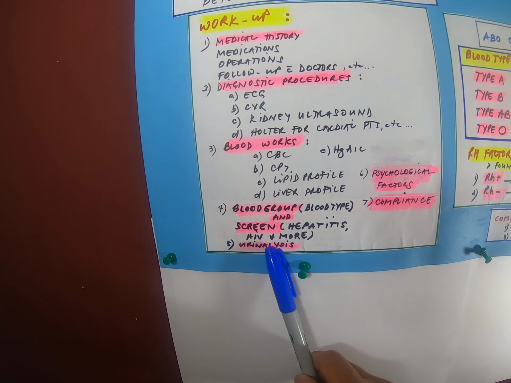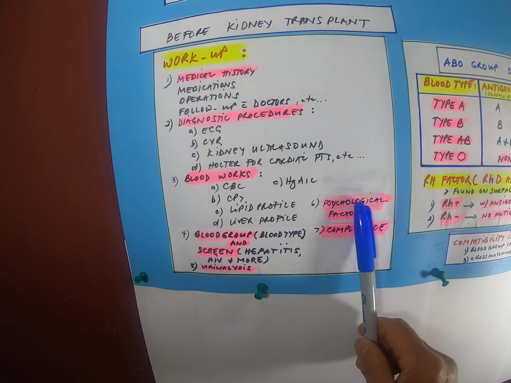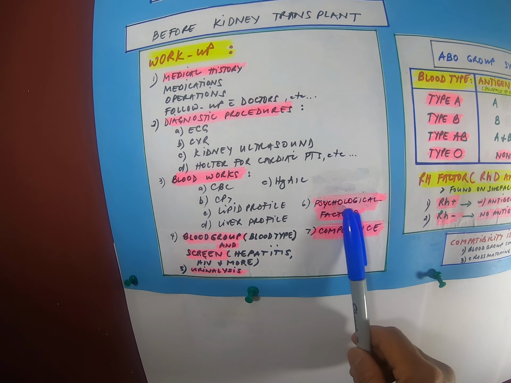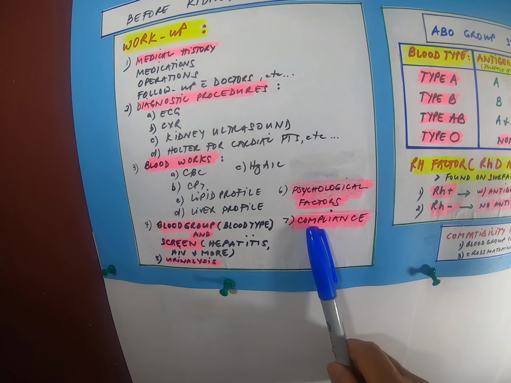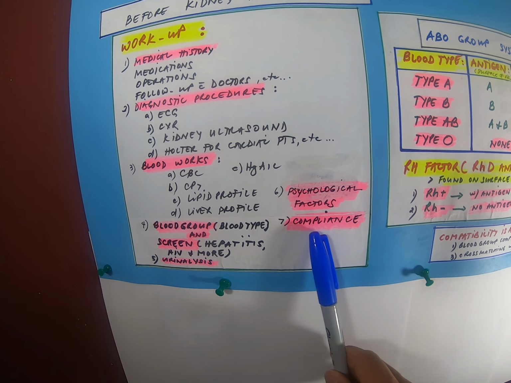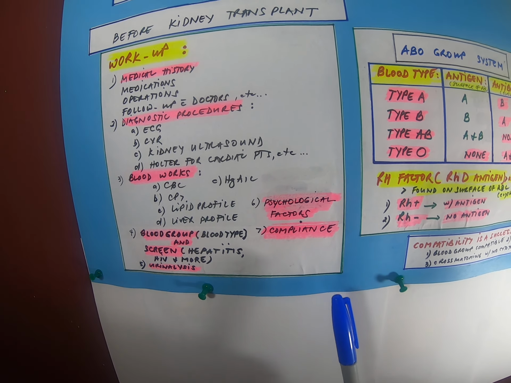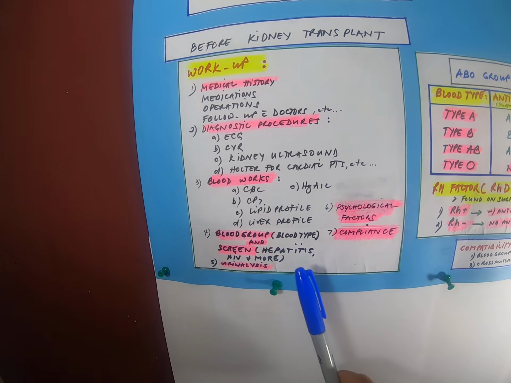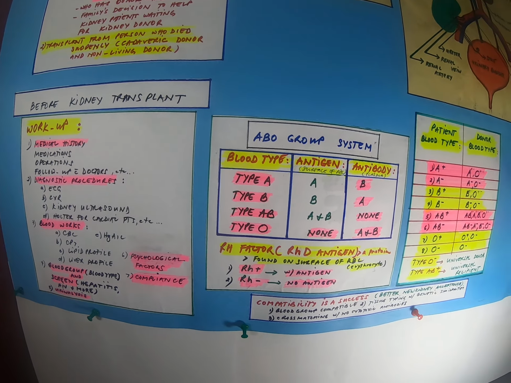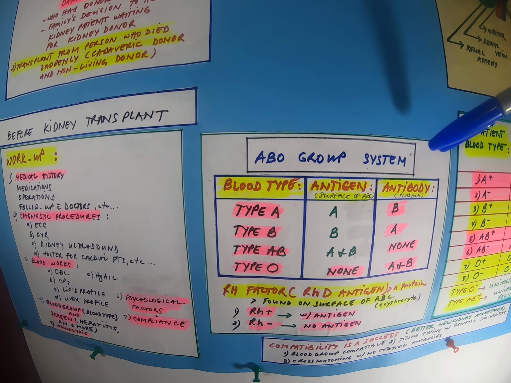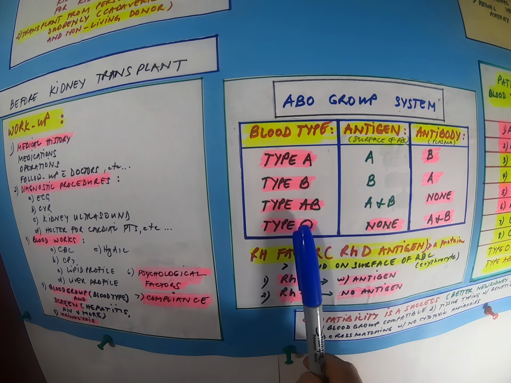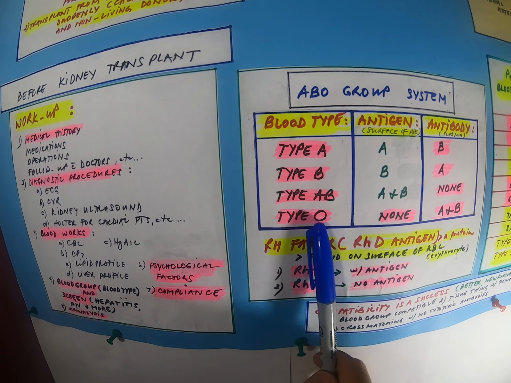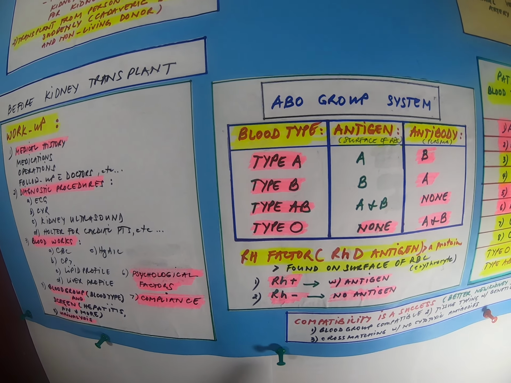They will also do urinalysis. There are also psychological factors checked, and compliance. Is the patient going to comply after the procedure is done? That's very important. Talking about blood grouping or blood type, here we have the ABO group system. These are the different blood types: type A, type B, type AB, and type O. So these are the four major blood types.